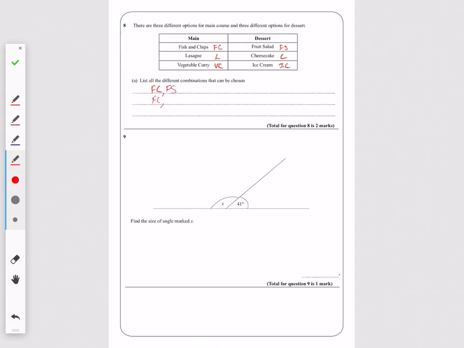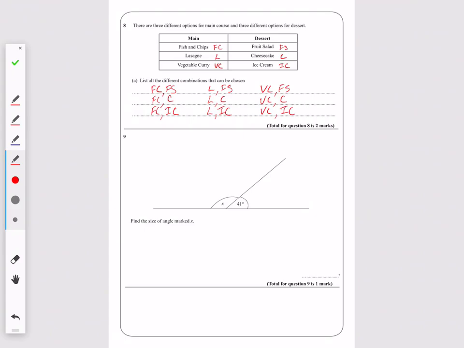So if we have fish and chips, we can have that with fruit salad. We can have fish and chips with cheesecake, and we can have fish and chips with ice cream. We can have the lasagna with fruit salad, lasagna with cheesecake, or lasagna with ice cream. And then we can have the vegetable puree with fruit salad, vegetable puree with cheesecake, and vegetable puree with ice cream. So there's 9 different possible answers.